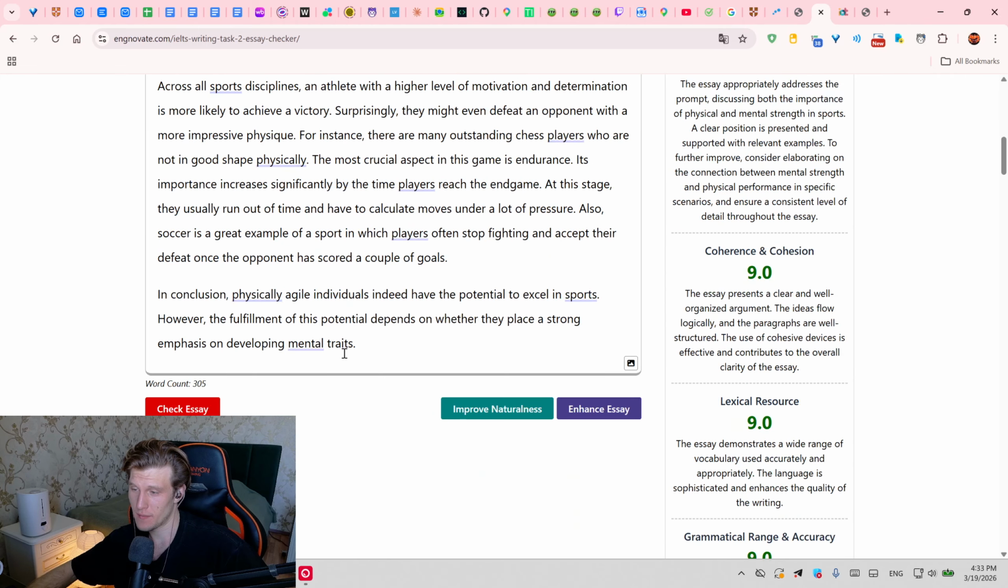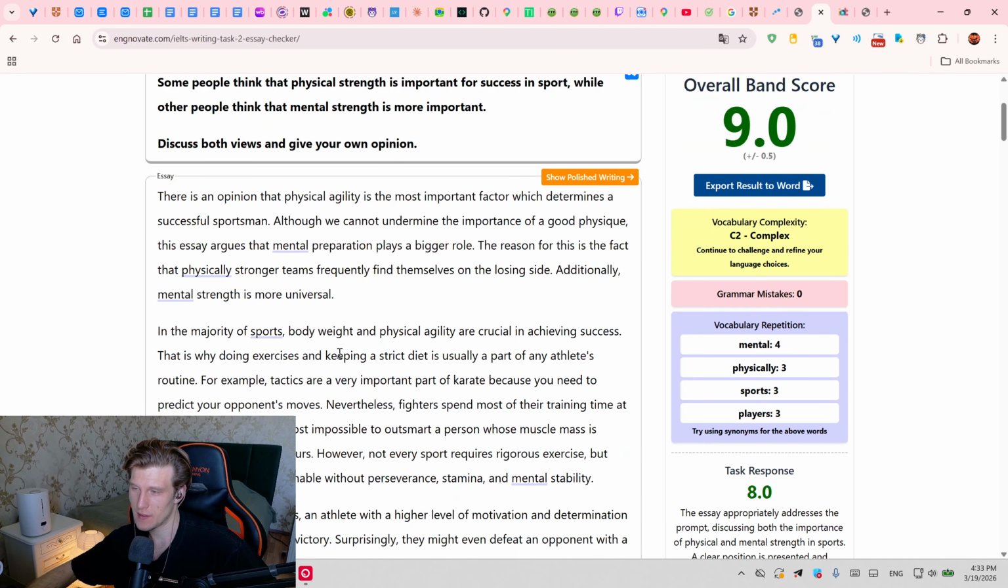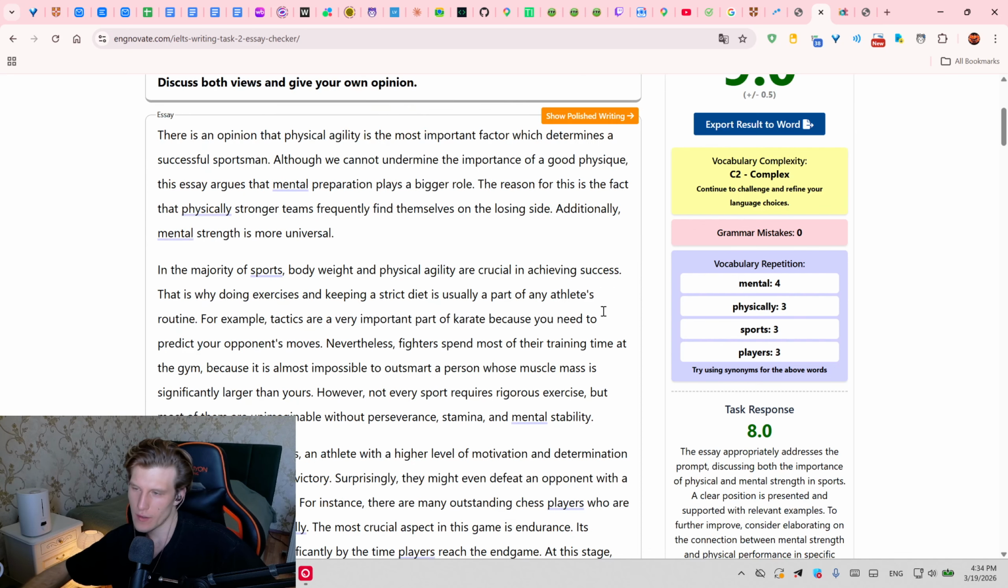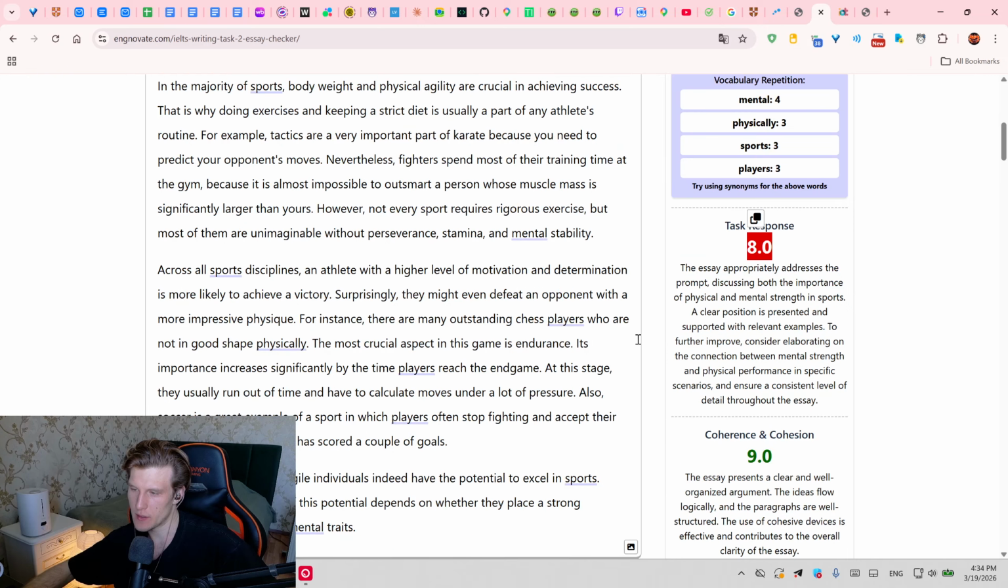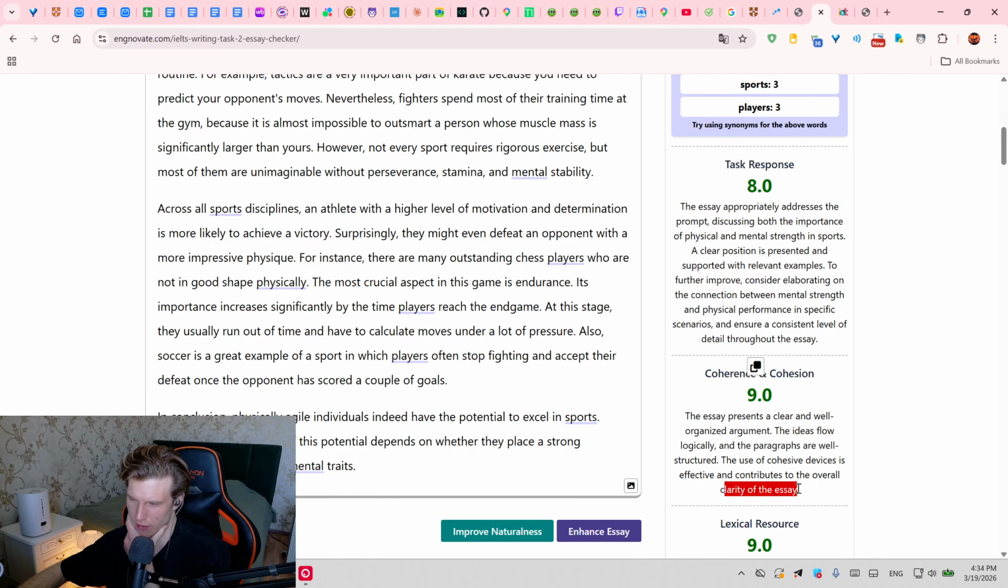Really? Are you kidding me? Okay, task response is still 8.0. Like, what did I? Coherence and cohesion. Like, what did I? Overall clarity of the essay.